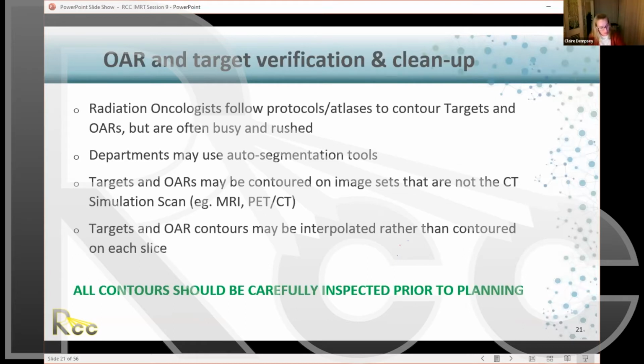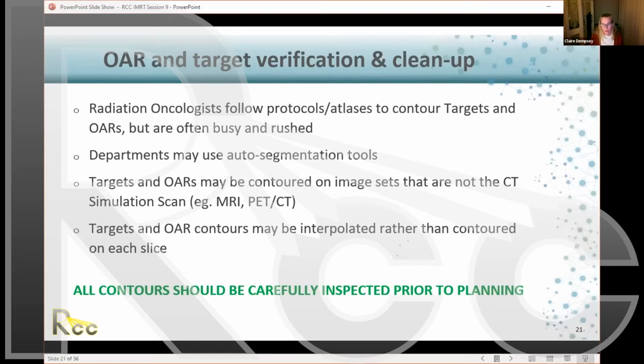But like everyone in a radiation oncology department, our radiation oncologists are busy. They're seeing many, many patients. And so, often when they sit down to do contouring, they're being pulled in 5 different directions. And so you can never assume that a radiation oncologist is getting everything perfectly right. As I said before, some departments can use auto contouring or auto segmentation tools. And also, as I said before, targets and organs at risk could be contoured on image sets that aren't the CT simulation scan. So if you have an MRI, the radiation oncologist might go, I love this MRI, I can see all my stuff.